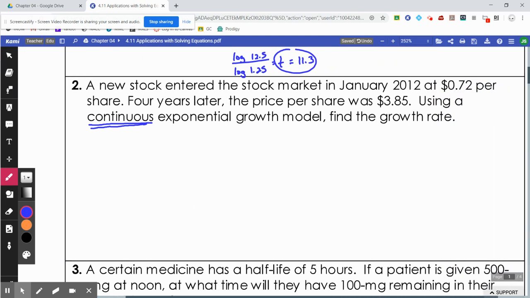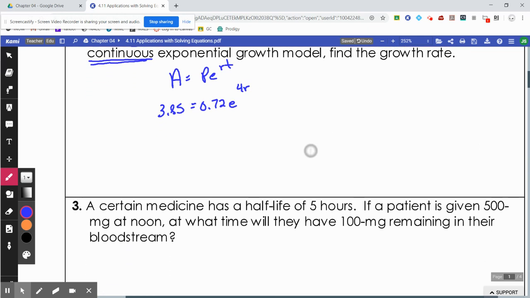Let me write down our formula. A equals P e to the r t power. We started at 72 cents a share, so the P value would be 0.72, and we grew to $3.85 a share. So there's your growth. Started at 0.72, grew to that. The e is a constant, 2.71828. We're looking for the r value. The t value is the 4 years that it took. So r times 4 up here we can write as 4r. Now we just have to solve it, and that's going to tell us what our rate is.